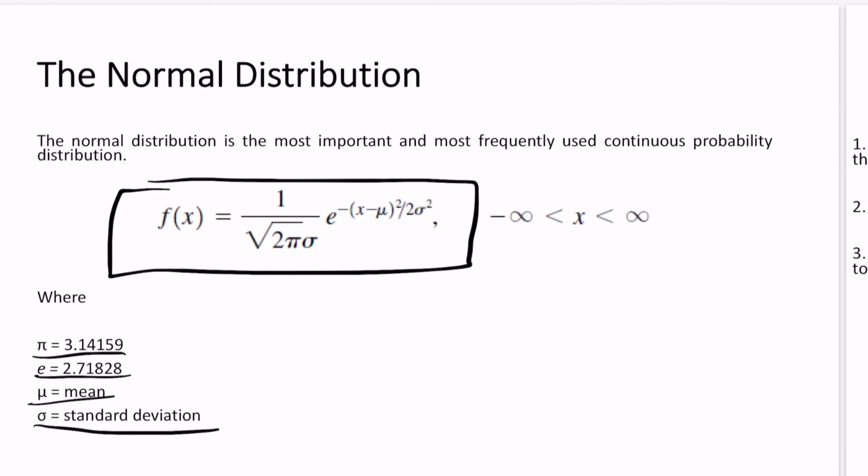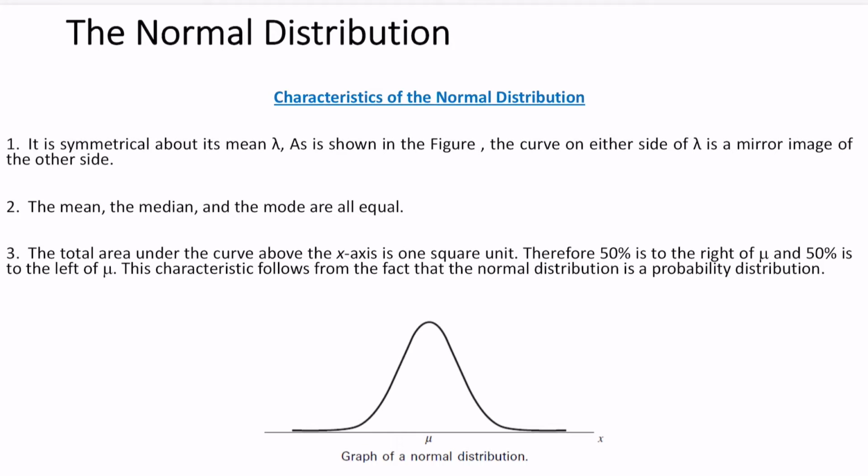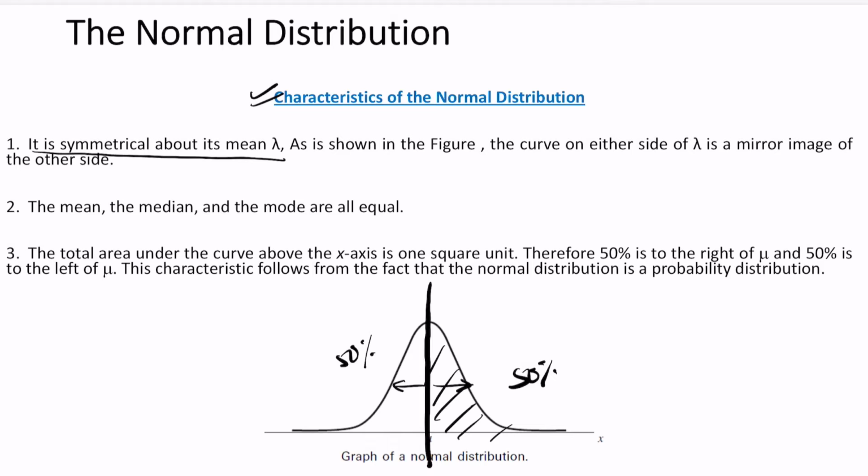Because this formula is complex, we try to standardize it. Before we try to understand standardization, let's discuss the characteristics of a normal distribution. The first characteristic is that it is symmetrical about its mean. The mean splits it into two equal parts, so this becomes 50% and this becomes 50%. The curve on either side is a mirror image of the other, and the mean, median and mode are all equal. This is the point where mean equals median equals mode.